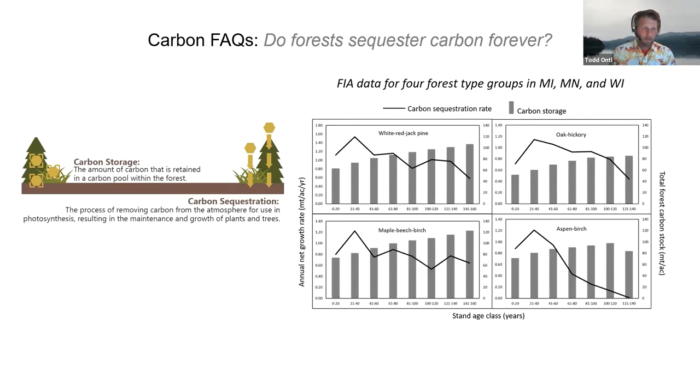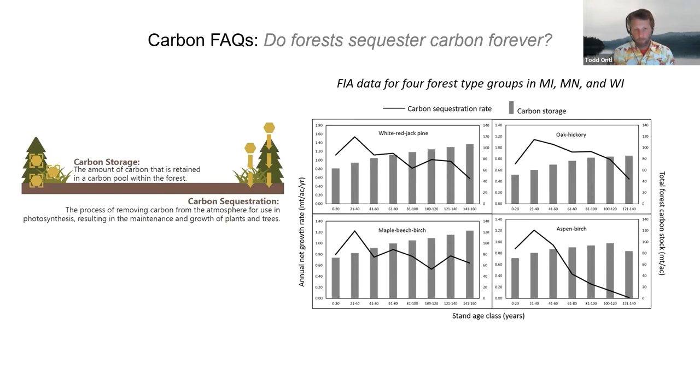On the right hand side here, I'm showing some data from FIA for different forest types in the Lake States. The line shows the sequestration rate, so how much carbon is being sequestered by forests over time, over different age classes. And the bars show how much carbon is stored in those forests. What you can see is that, not surprisingly, as forests age, their sequestration rate declines over time, and their storage increases over time.